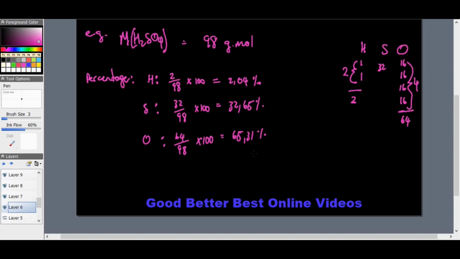So if we want to check if our percentage composition is correct, we add up all of these. So let's add it up quickly: 2.04 plus 32.65 plus 65.31. It all adds up to 100%. I'd show you, but you can't see me. It's 100% on the calculator. So 100% means it's complete. 1 out of 1 is 100%, so that means everything's working perfectly. There's nothing missing. Okay, sweet.